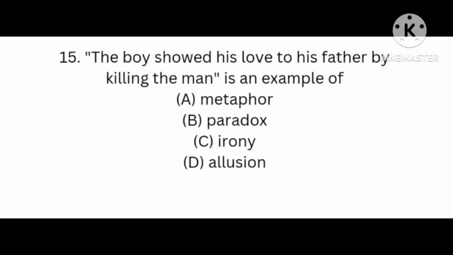Option B, paradox. Option C, irony. Option D, allusion. Let us explain the meaning of those items in the options. Metaphor has been explained, and we said metaphor means a direct way of comparing two things. The next option is option B, paradox.